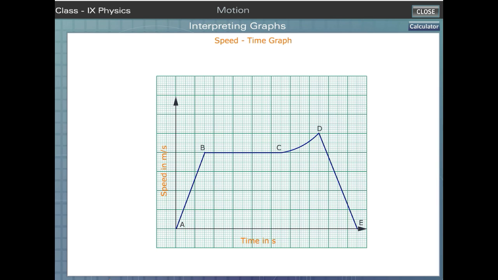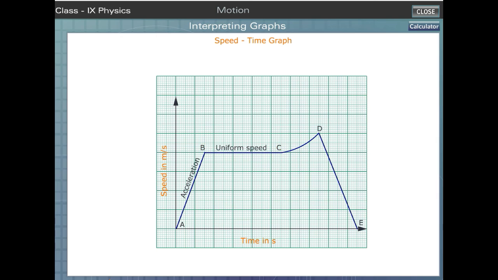Speed-time graph. Let us now analyze a speed-time graph. A speed-time graph tells us how the speed of a moving object changes with time. Slope of the speed-time graph gives us the acceleration. Straight line graph AB indicates that the speed is increasing with time. Steeper the graph, greater the acceleration.